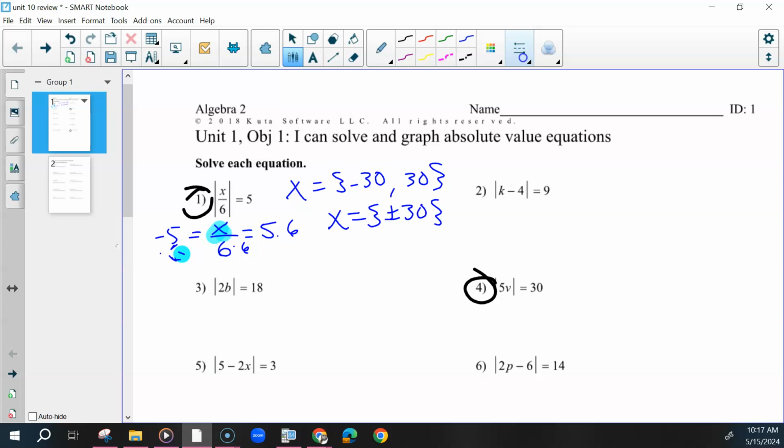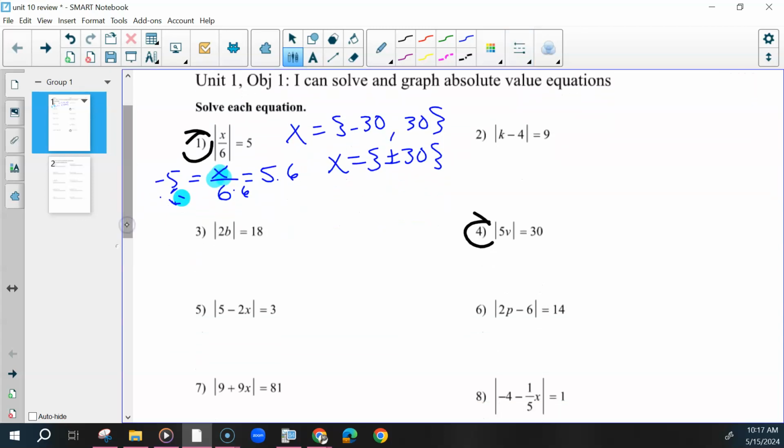For number 4, very similar. It's already isolated. Drop the absolute value bar and set it equal to a negative and a positive. How would I get rid of 5? 5.